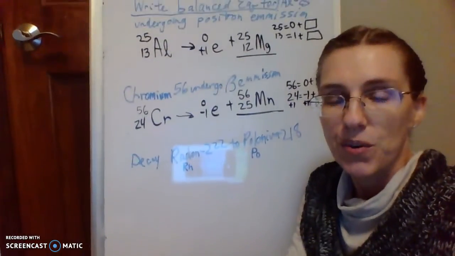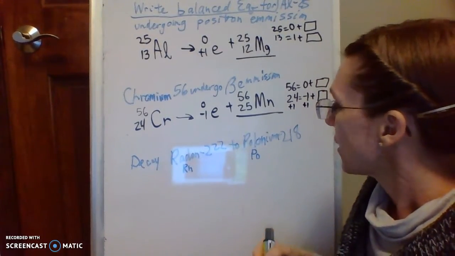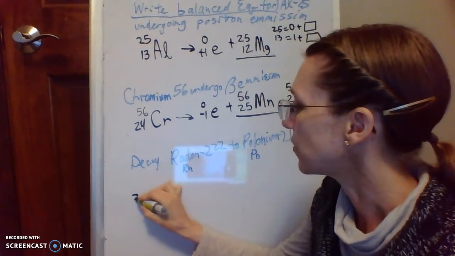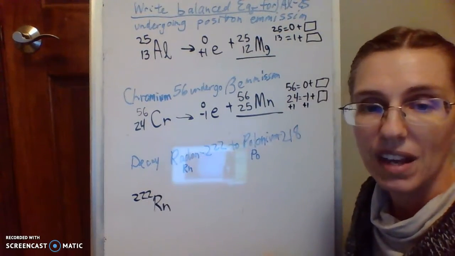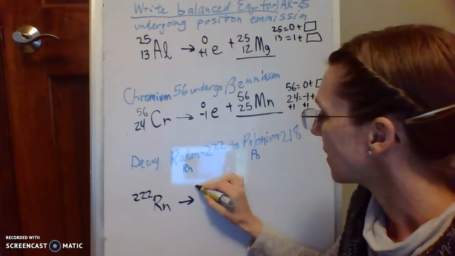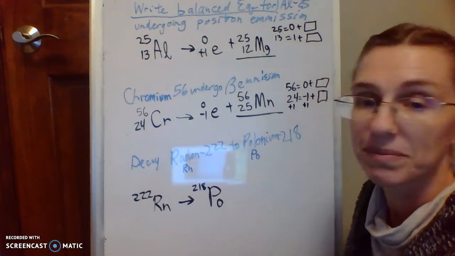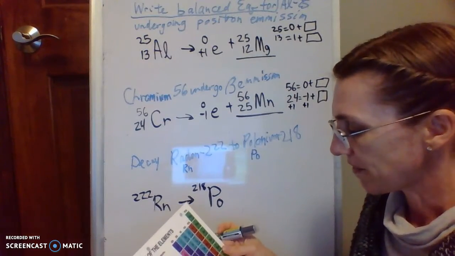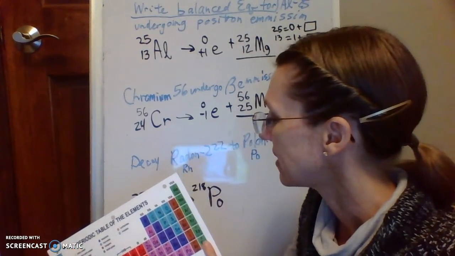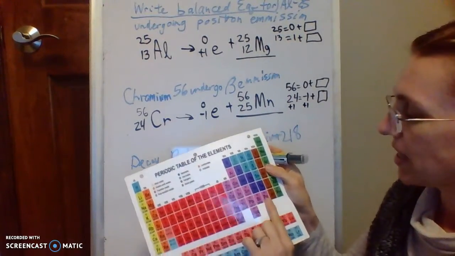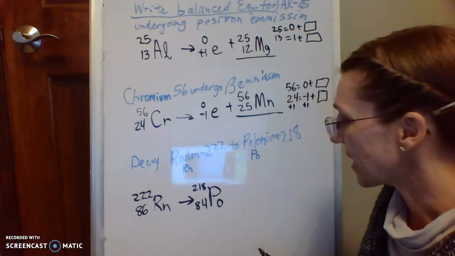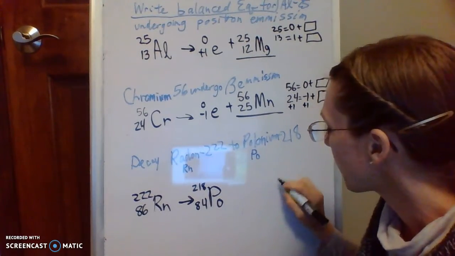All right, so our final problem says that we've got radon and the isotope is 222, and it is going to polonium, and the isotope is 218. So we can go ahead and fill these guys in. Rn is clear over here. It's got an atomic number of 86. Polonium is right here. It's got an atomic number of 84. So we're going to fill those guys in. And then we're going to set up our equations.